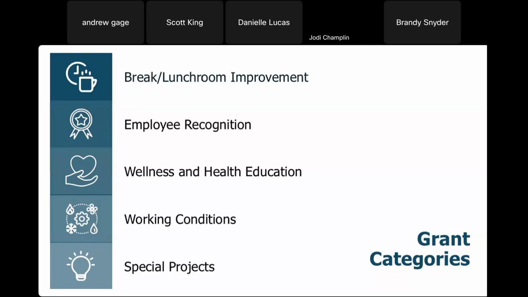Remember, you can apply for up to $3,000 per grant category each fiscal year. To apply for more than one grant category, you must submit a separate application form for each.